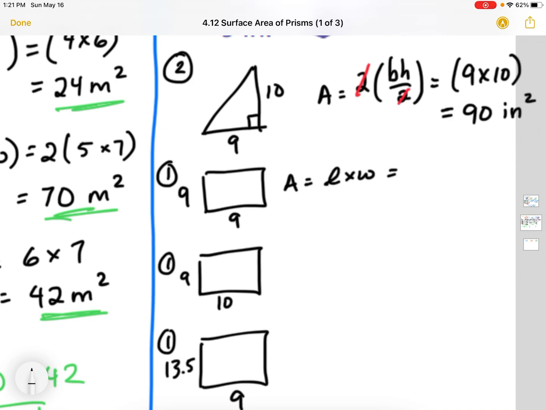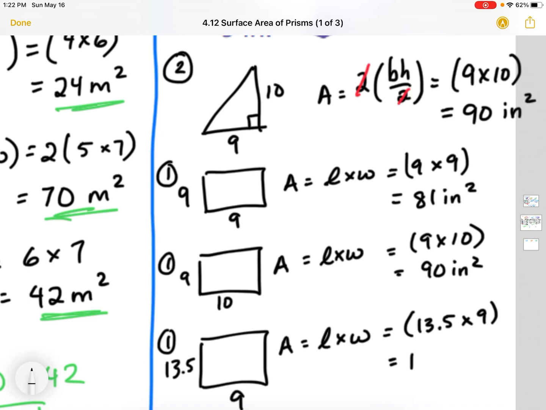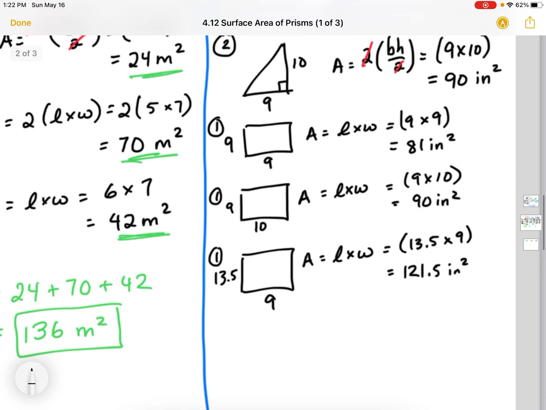It's length times width, which is 9 times 9, which is 81 inches squared. Here, length times width equals 9 times 10. We've done that before, 90 inches squared. And then here, length times width, which is 13.5 times 9. And that one I'll need my calculator for. 13.5 times 9 equals 121.5 inches squared. Now, I'm not done.